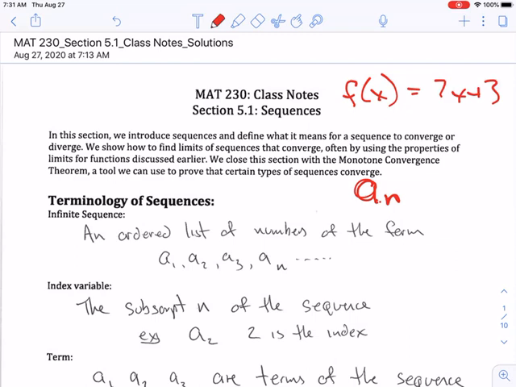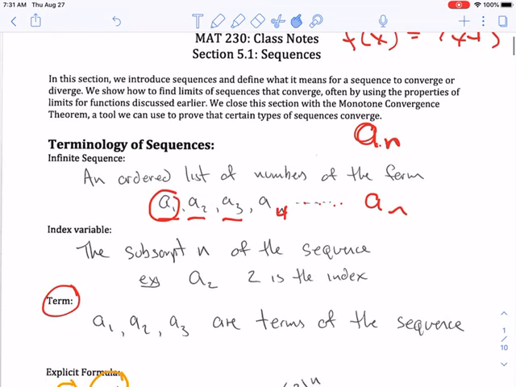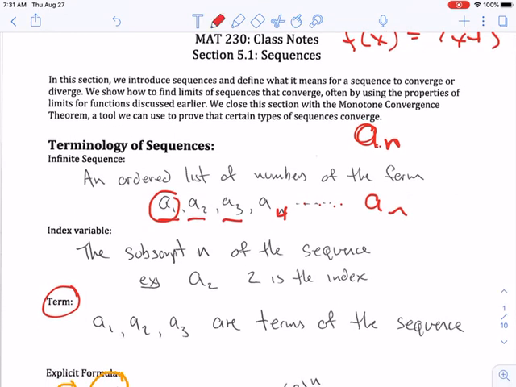And so a sub n represents a sequence, which is an ordered list of numbers. So there will be a sub 1, a sub 2, a sub 3, a sub 4, all the way up to a sub n. Each one of these is referred to as a term of the sequence. So a sub 1 is a term, a sub 2 is a term of the sequence, a sub 3 is a term of the sequence.